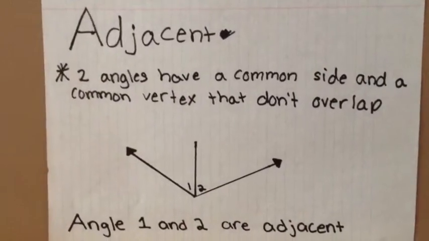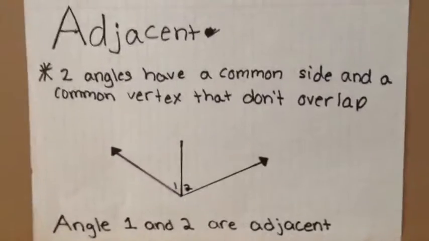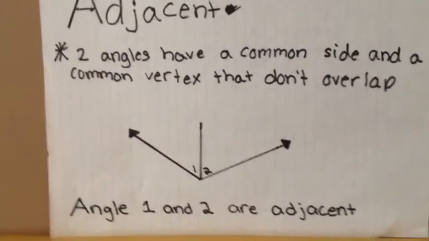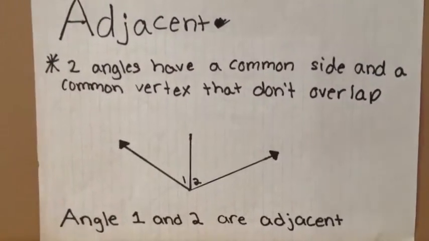Next, we will teach you about adjacent angles. Two angles have a common side and a common vertex that don't overlap. In this diagram, angle 1 and angle 2 are adjacent.